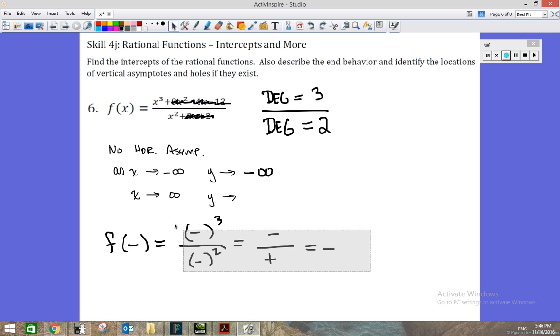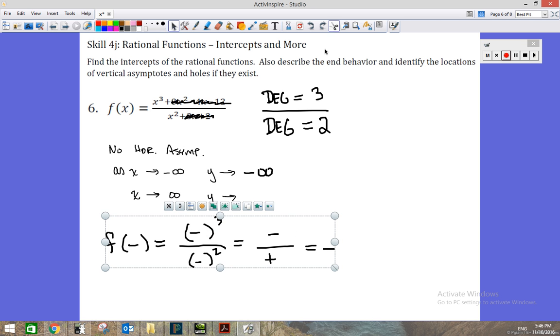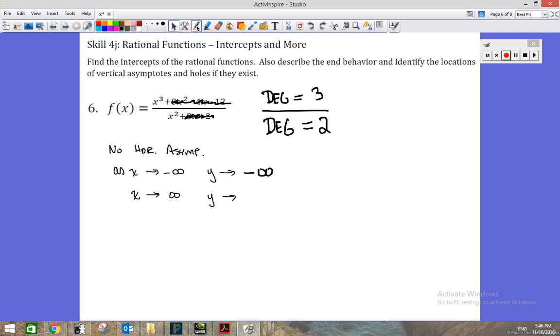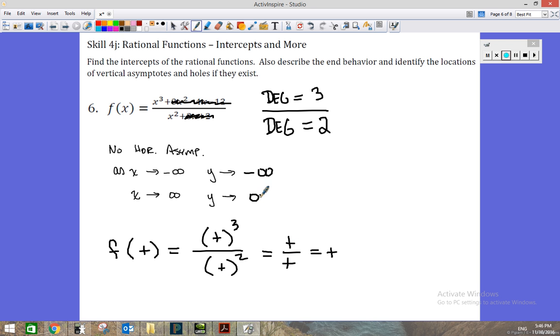So let's figure out, as x approaches positive infinity, as x gets really big in a positive sense, what's happening to the y values? Well, again, it's this leading term here that dominates. So I've got some positive number that's being raised to an odd power, and again I've got some positive number being raised to an even power in the denominator. I have a positive divided by a positive, and that ratio is positive. So I know y is heading to positive infinity. So here's my end behavior.